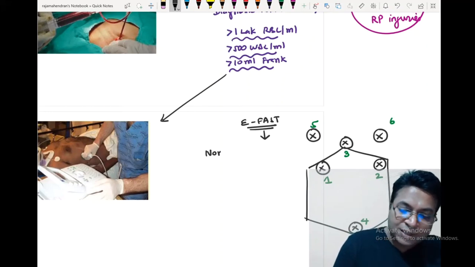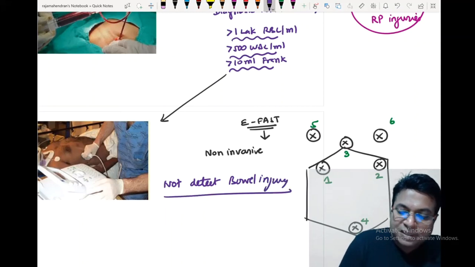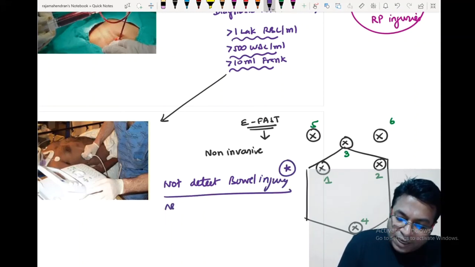It is a non-invasive test. The major drawback of E-FAST is, it cannot detect bowel injury. Please remember, this is last year's MCQ. It will not detect retroperitoneal injuries also.